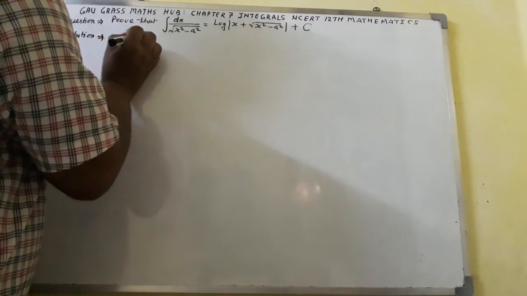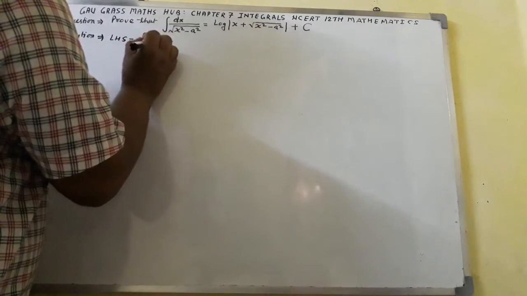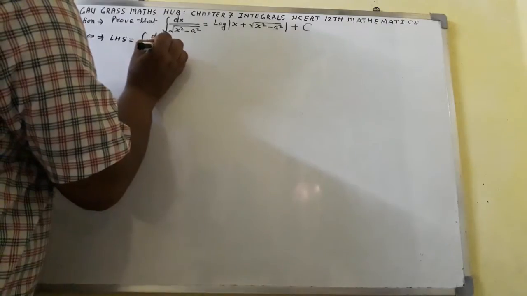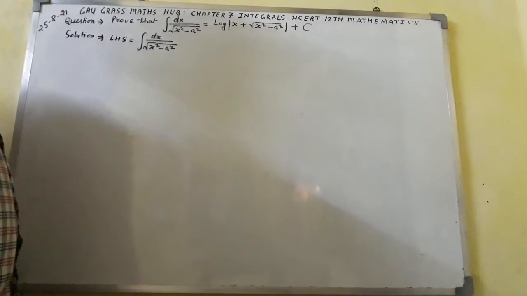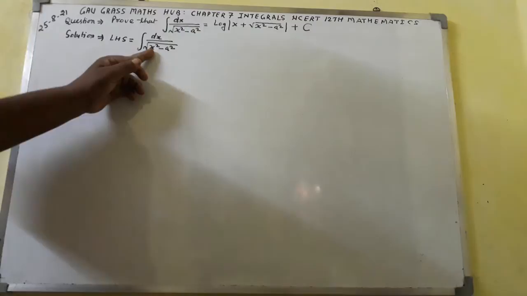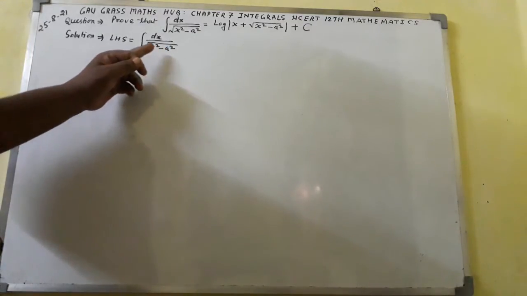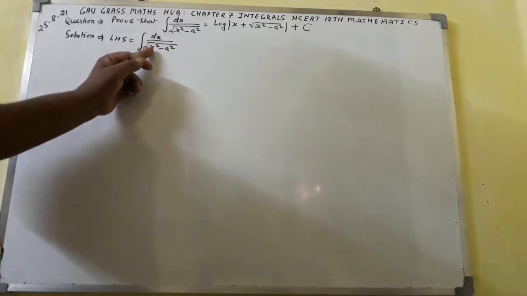LHS is equal to the integral of dx over under root x square minus a square. How is this question going to be solved? You have to remember the trick and initial point in order to solve this question. Here you can see x is a variable, a square is a constant.